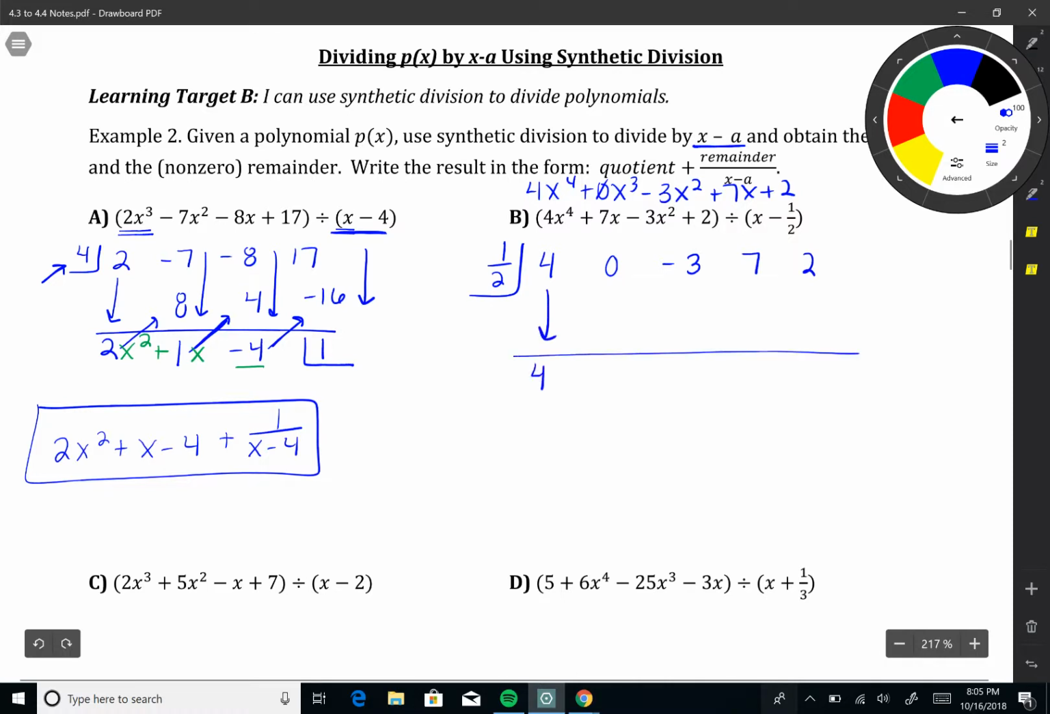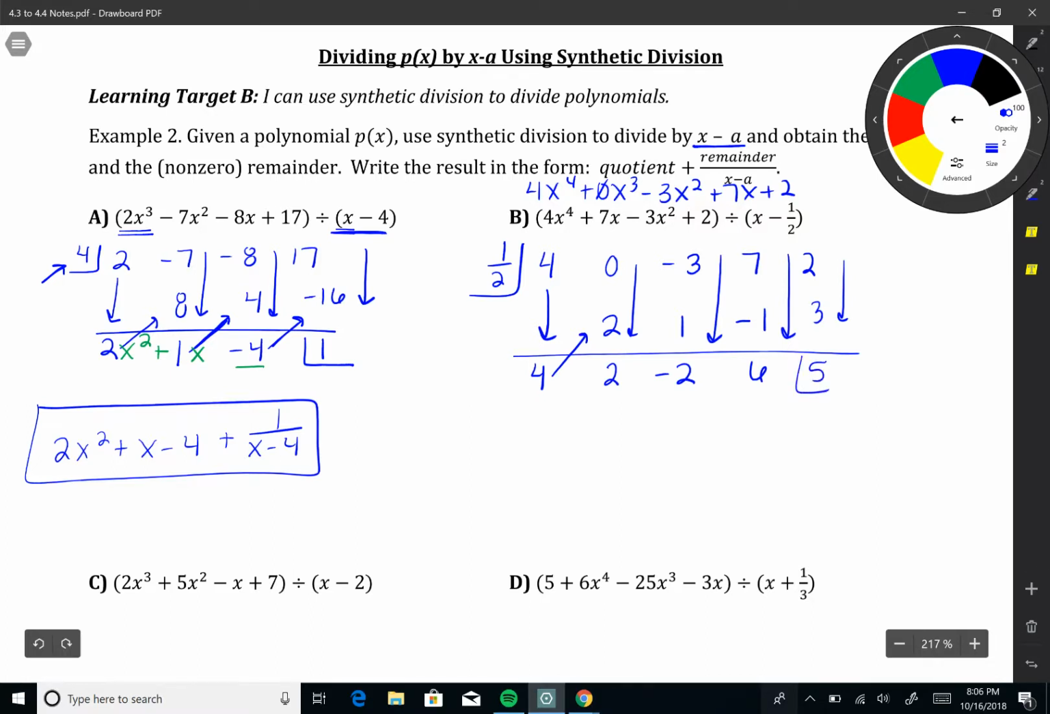Bring down my 4. I'm multiplying all these numbers by 1/2. When you multiply something by 1/2, it's the same thing as dividing by 2. So what's 4 times 1/2, or half of 4? It's 2. 0 plus 2 is 2. What's half of 2? 1. Negative 3 plus 1 is negative 2. What's half of negative 2? Negative 1. 7 plus a negative 1 is a positive 6. And half of 6 is 3. 2 plus 3 is 5.